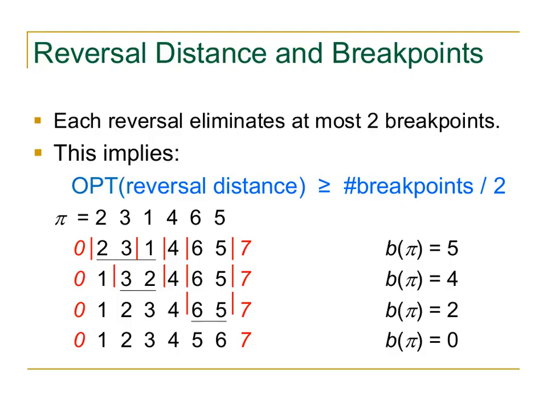Each step eliminates 1 or 2 breakpoints, and after the third reversal, all breakpoints vanish, yielding the sorted sequence 0, 1, 2, 3, 4, 5, 6, 7. This confirms that sorting pi requires at least 3 reversals, exactly matching our lower bound formula. OPT, reversal distance, is greater than or equal to number of breakpoints / 2.